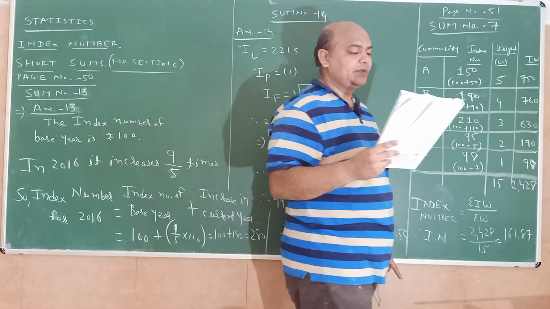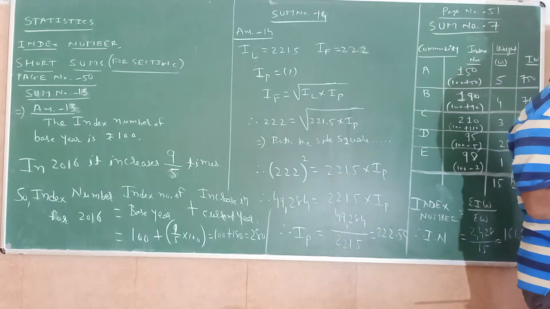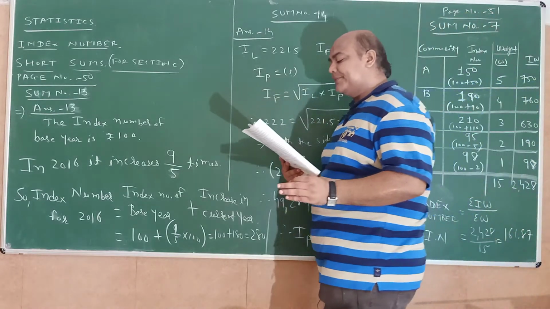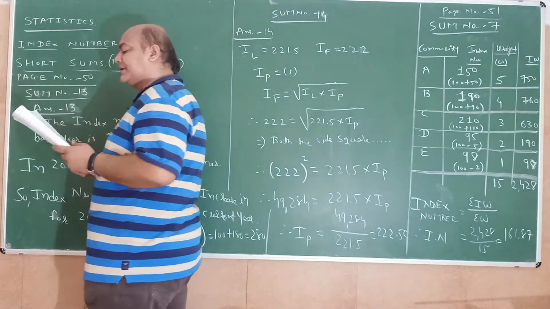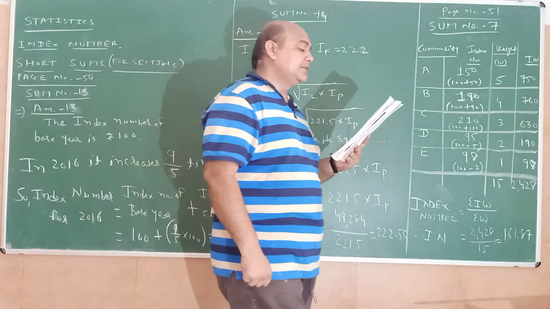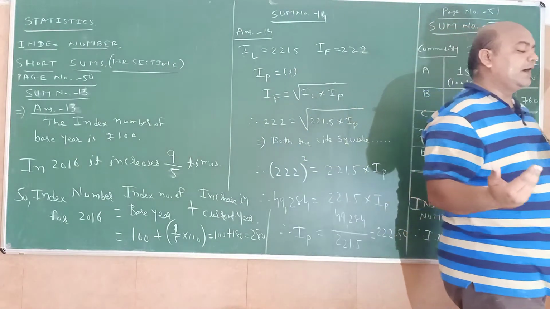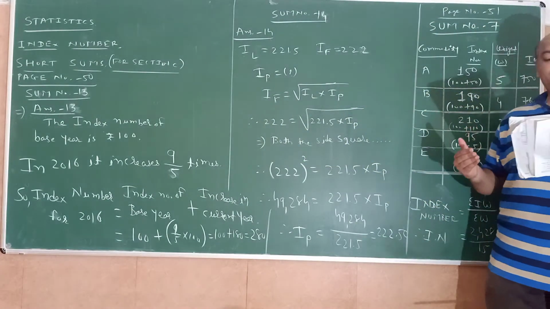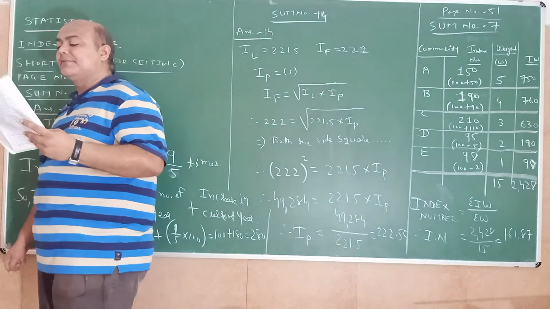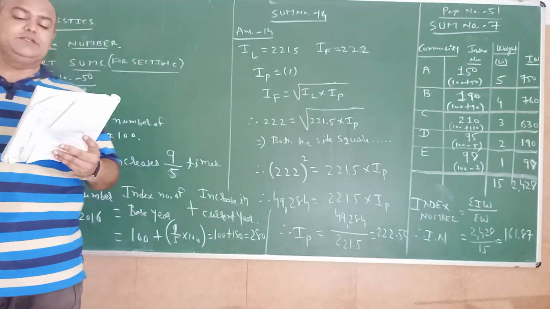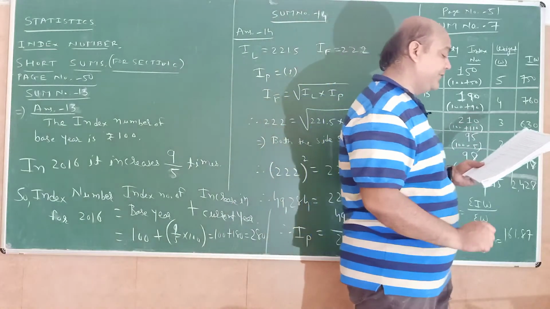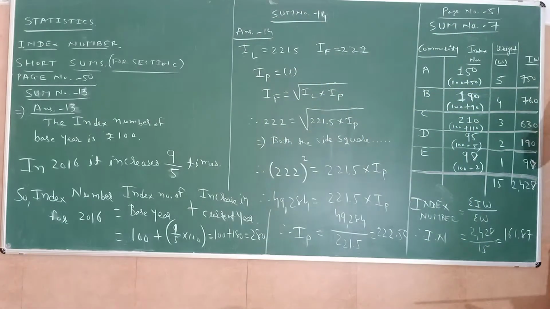Here is the question. The prices of 3 items among 5 fuel items increased by 50%, 90% and 110% in the year 2015 as compared to the base year 2014. The prices of the other 2 items decreased by 5% and 2% respectively. If the ratio of importance of these 5 items is 5:4:3:2:1, find the index number of fuel prices for the year 2015. Now, 2015 is the current year.